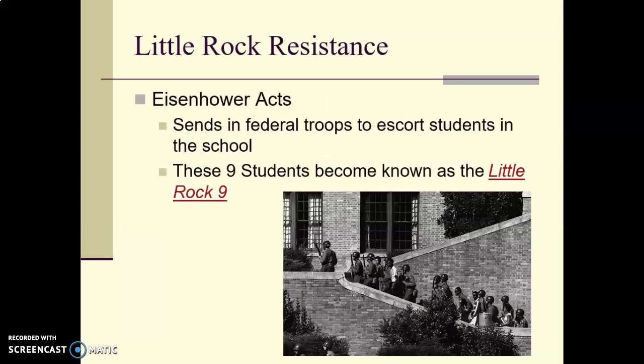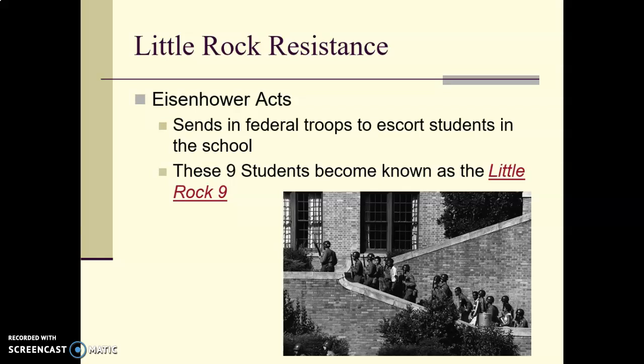This resistance causes President Dwight Eisenhower, who is now President of the United States after the war being over, he was the next person for the job because of his popularity as the commander-in-chief of the armed forces during World War II. He now sends federal troops, the 101st Airborne Division, into the school to escort these students day in, day out.